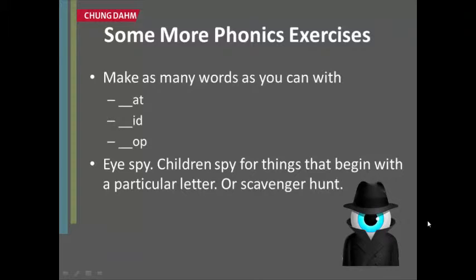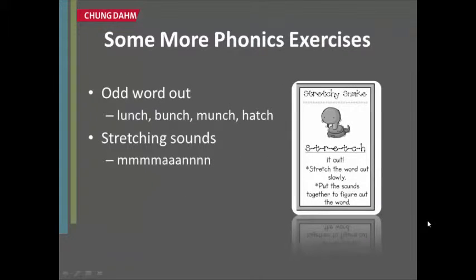Another idea would be giving students examples of words, and they have to find the odd word out. So for example, lunch, munch, bunch, and hatch. Students listen to these words, see them spelled, and then have to decide which word does not fit, which one does not belong in that word family.